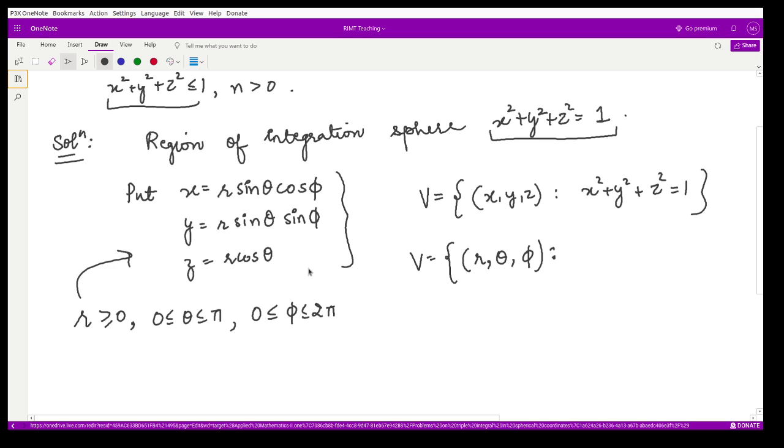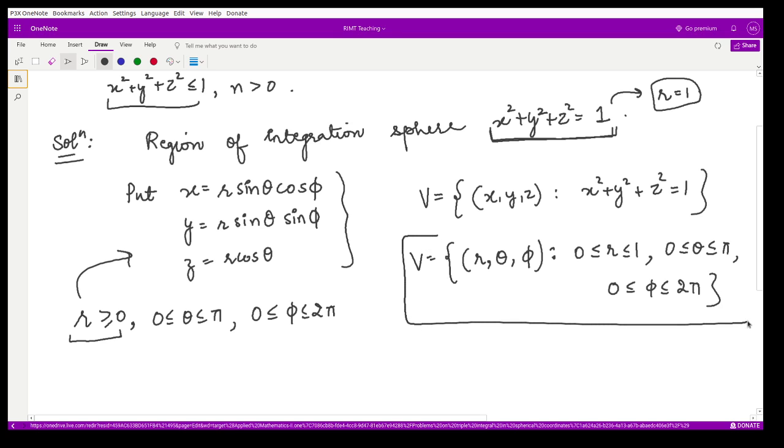In this case they are asking this for a particular sphere. Now for this particular sphere, what is the value of r? R is equal to 1, the radius is equal to 1. So that means the limits of integration for r vary from 0 to 1, and for θ and φ they will be the same: for θ it is 0 to π, and for φ it is 0 to 2π. So you now have the limits of integration.